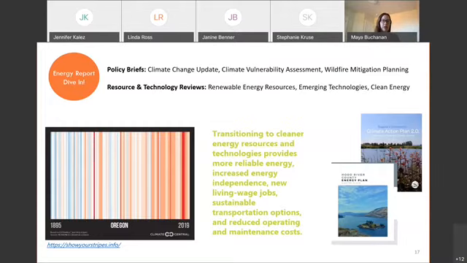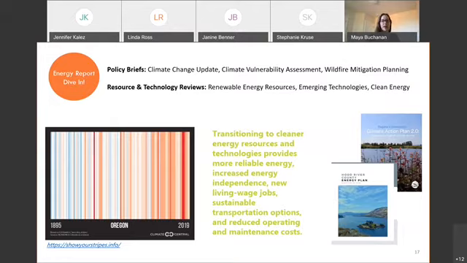Some of these to draw your attention to are what I referred to earlier, the climate vulnerability assessment section. That includes information on key climate risks that are facing energy systems across the state, and it outlines the process of conducting an assessment.